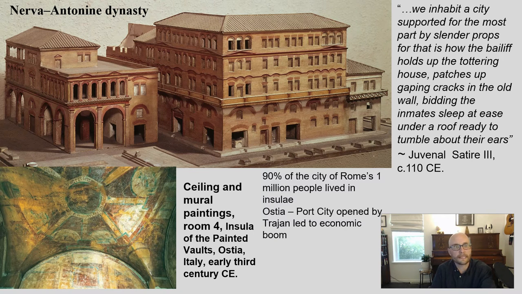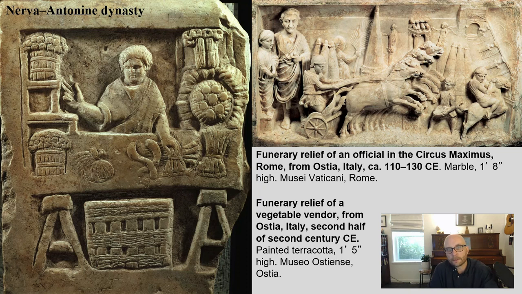They would have also been decorated. It was not uncommon to find frescoes, mural paintings on the ceilings and the walls of these apartment buildings. But this is where most Romans would have lived. Unless you were part of the ruling or imperial class, you typically lived in an apartment or an insula. And speaking of common people, let's look at the art, very briefly, of common Romans.